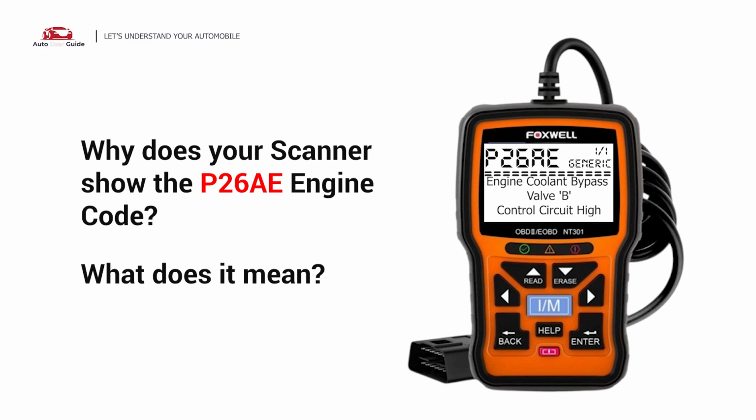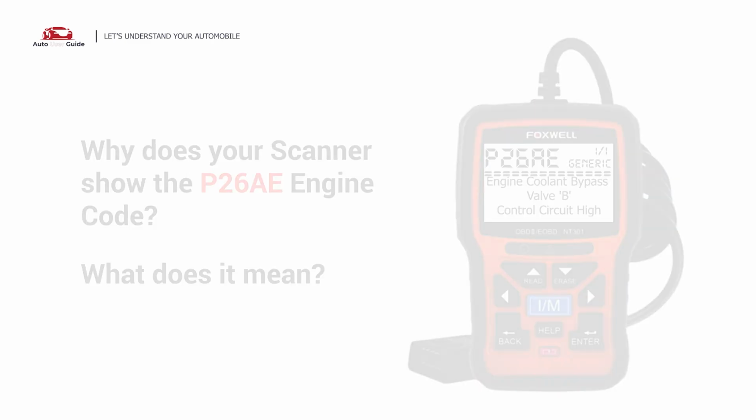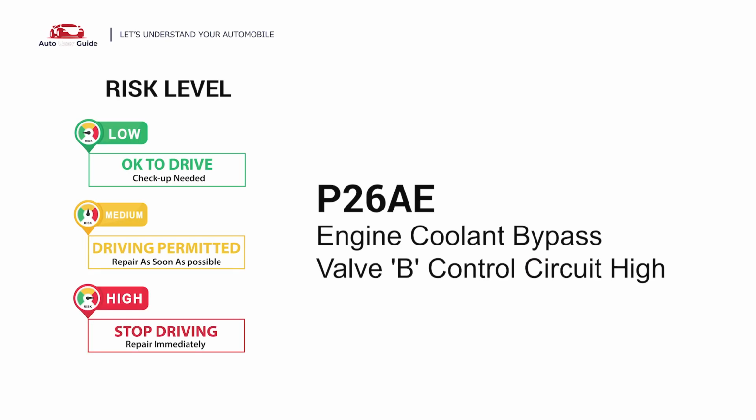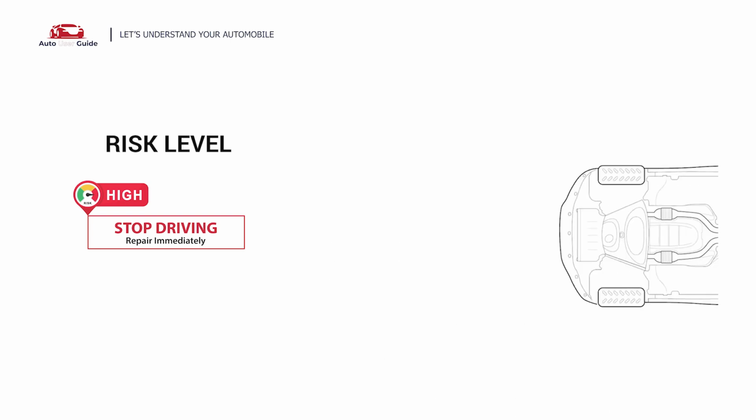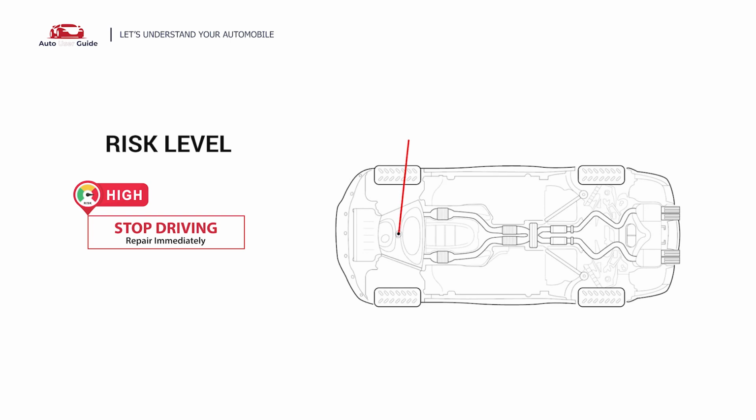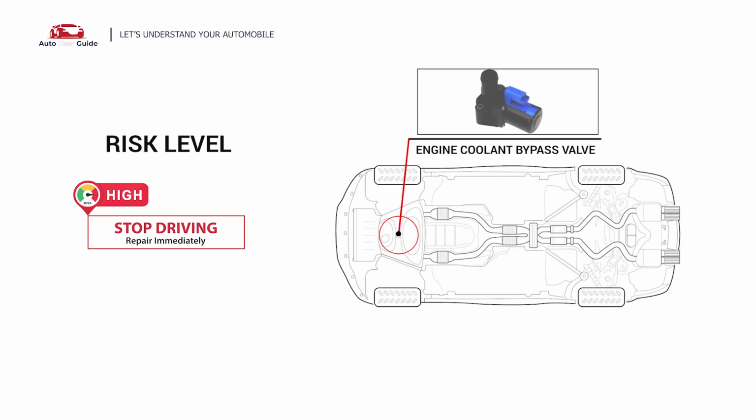Why does your scanner show the P26AE engine code? What does it mean? P26AE is a diagnostic trouble code: Engine Coolant Bypass Valve B Control Circuit High. This error code indicates a malfunction in the engine coolant bypass valve B control circuit, specifically a high electrical condition. Under this circumstance, stop driving and repair your vehicle immediately.